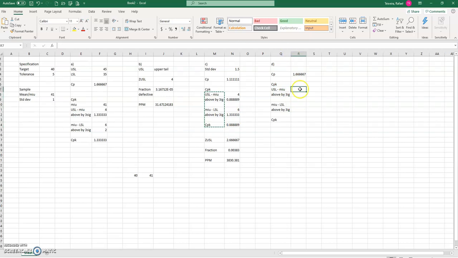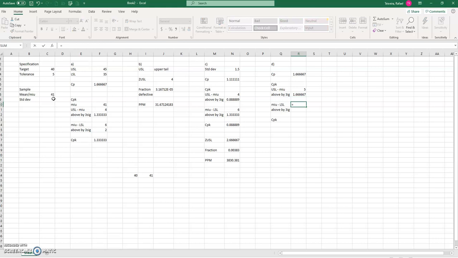Let me compute. This one is going to be equal to my upper minus my mu, or my mean, which is 40. It's right on target. This is what the problem is saying. And if I divide this number by 3 times the standard deviation, then it's 1.667.